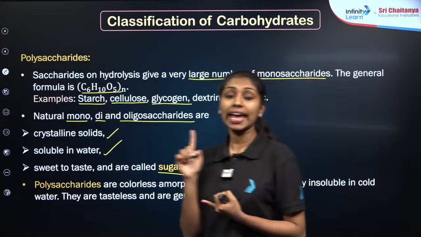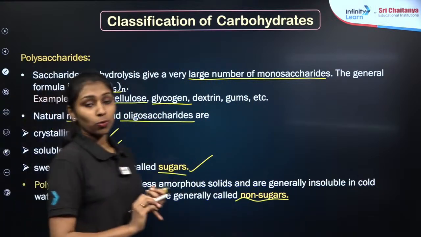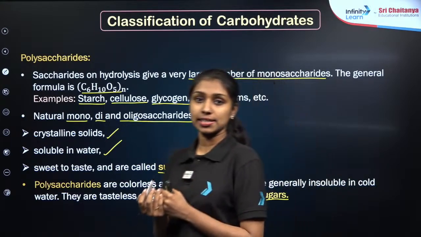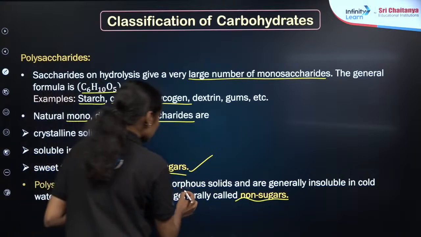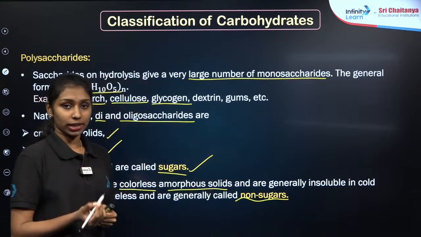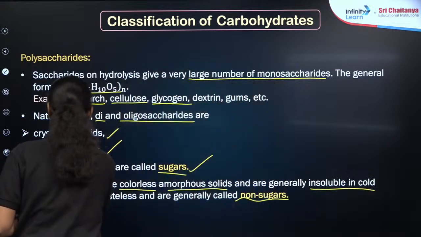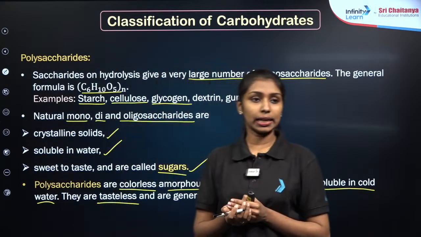So it is sweet to taste, and they are called sugars, right? All the mono, di and oligosaccharides are known as sugars because they are sweet in taste, soluble in water and crystalline solids. Then what about the polysaccharides? Just the opposite, right? They are colorless, amorphous solids and generally insoluble in water, insoluble in cold water, and they are tasteless, so they are known as non-sugars. Clear?